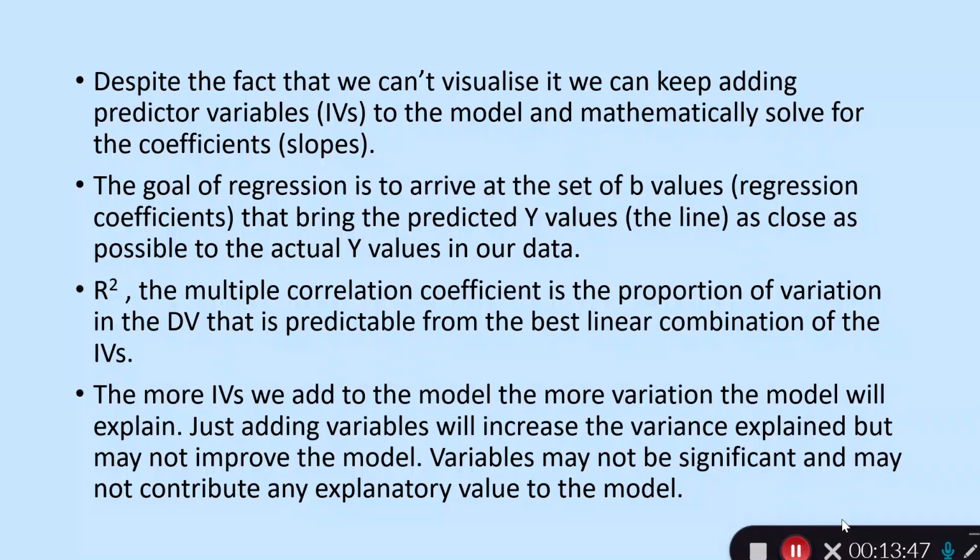Okay, so the more independent variables we add to the model, the more variation the model would explain. Just adding variables will increase the variance explained, but may not necessarily improve the model. And we'll see how that works as we go through. Variables may not be significant predictors of y and may not contribute to the model. We'll see that when we run some of these models, where we look at how much r squared changes when we add new variables to the model, and whether it's significant or not.